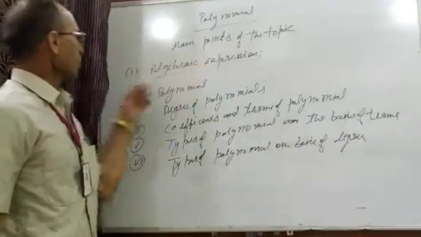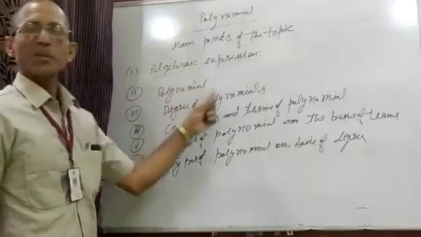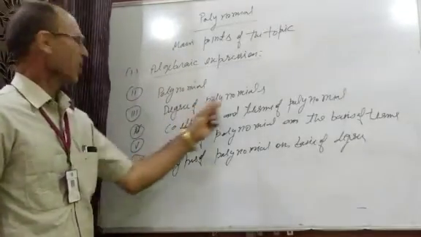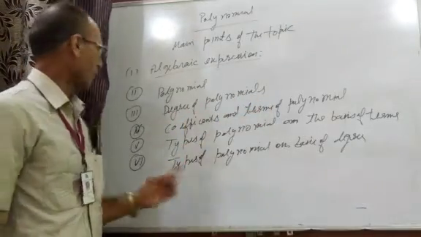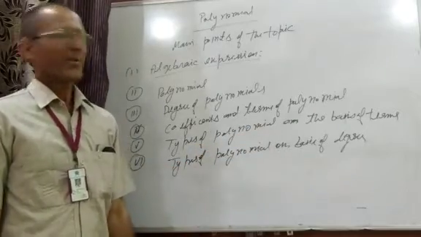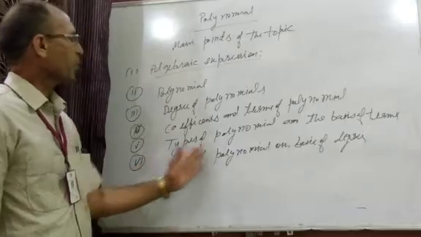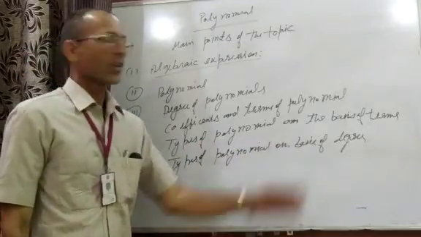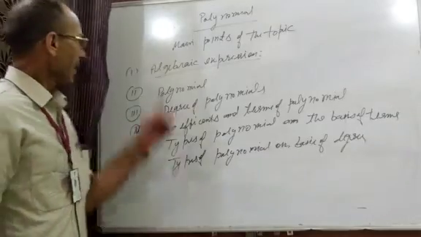So these are the main points of the topic I have written. First is algebraic expression, second is polynomial, third is degree of polynomials, fourth, coefficient and terms of polynomials, fifth, types of polynomials on the basis of terms, and sixth, types of polynomials on the basis of degree. Now one by one I will explain.